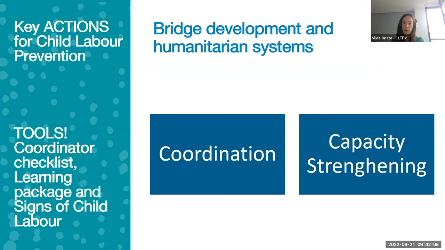So again, identify what the national bodies and government authorities are, and facilitate the participation of different actors in the coordination mechanism. And then also capacity strengthening. Ensure that at a minimum, all key actors are aware of the priorities and child labor concerns, and can prioritize capacity building and guidance, for example, understanding some of the signs of child labor and a minimum understanding of the legal framework, etc.